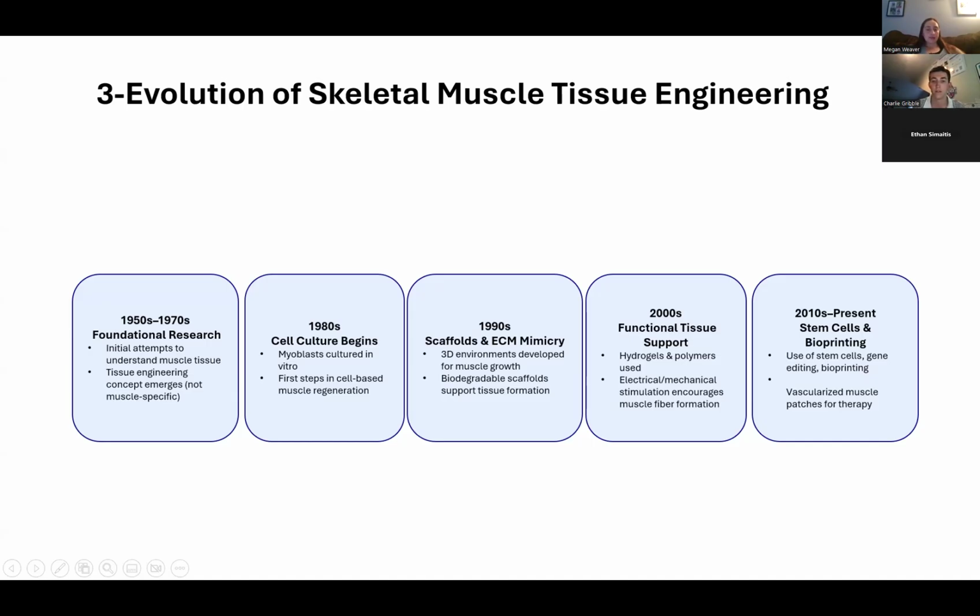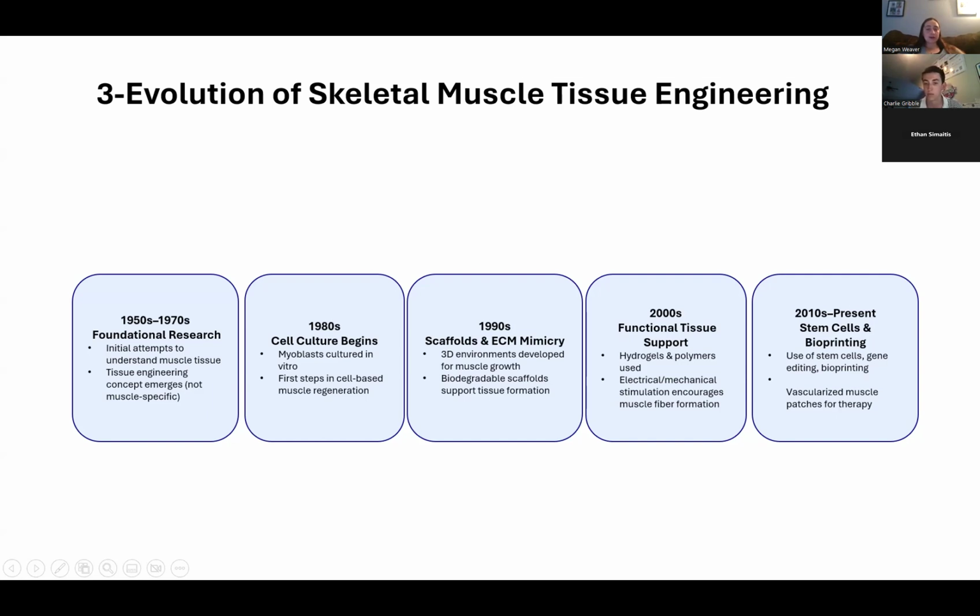In the 1990s, researchers advanced further with the development of a three-dimensional environment where muscle fibers could grow. This is where the use of scaffolds became a major focus. Scientists began to use biodegradable scaffolds that could mimic the extracellular matrix, which is the natural structure that supports cells in the body. These scaffolds allowed for better organization of growing muscle tissues and could degrade over time, leaving behind newly formed tissue.